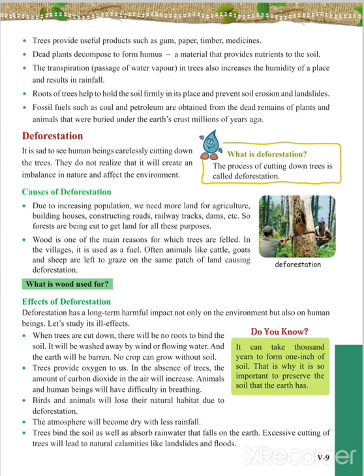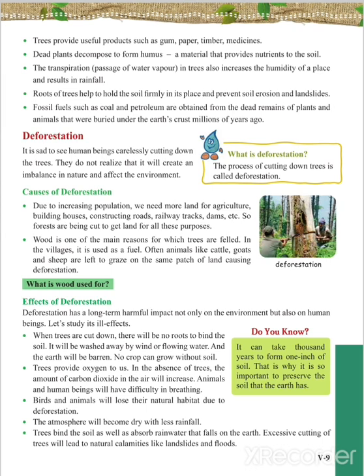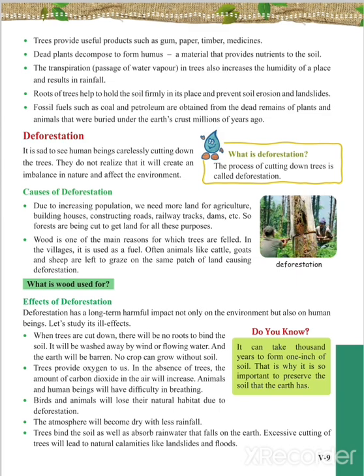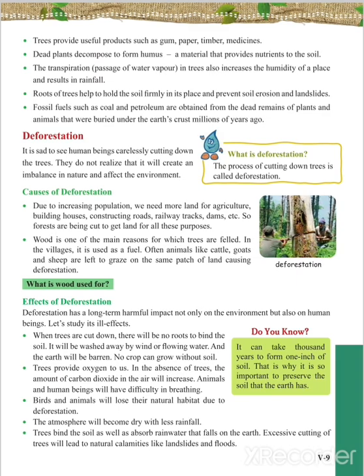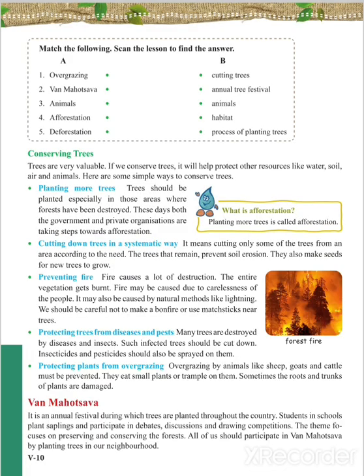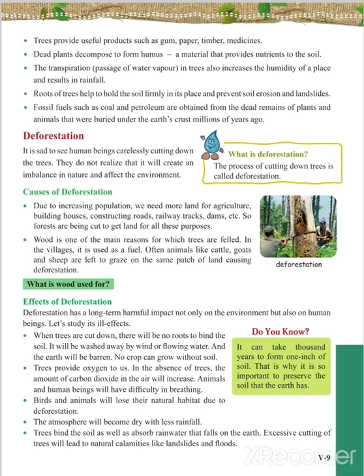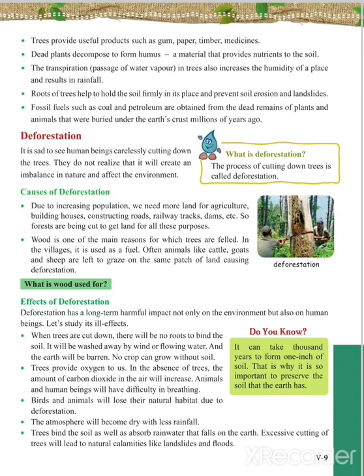Trees provide oxygen to us. In the absence of trees, the amount of carbon dioxide in the air will increase. Animals and human beings will have difficulty in breathing. Birds and animals will lose their habitat due to deforestation. The atmosphere will become dry with less rainfall.